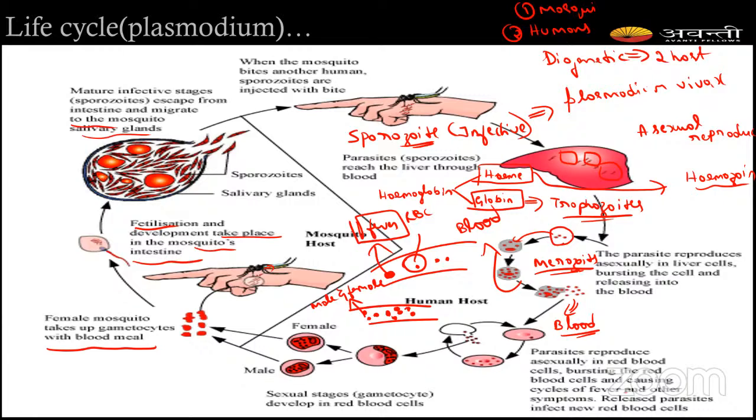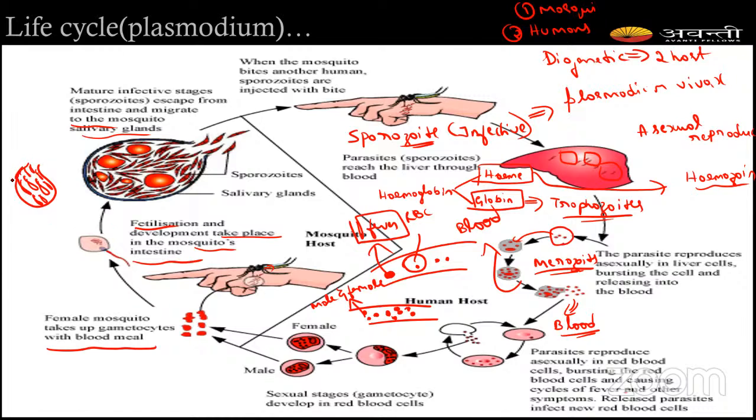So what will happen in the cyst? Okay, it will form some cyst, this type of cyst. In the cyst, it is going to have these sporozoites. Okay, it is going to have the sporozoites. In the stomach, what will happen? The sporozoites are going to burst.